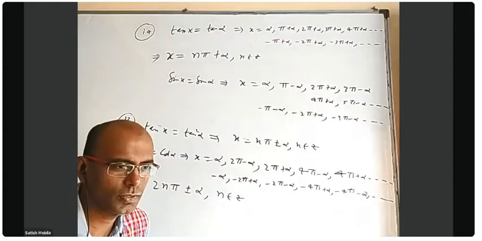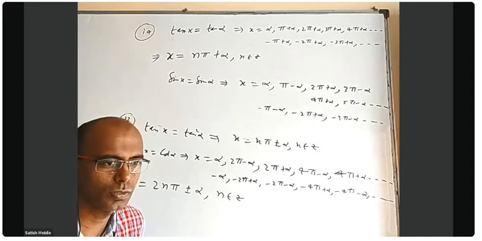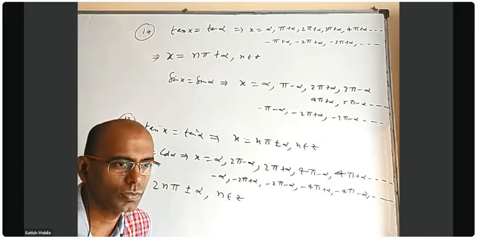Sir, 2n pi plus alpha and 2n pi minus alpha. No, 2n plus 1 minus alpha. Yeah, that's nice. These are the union of those two. Yes.